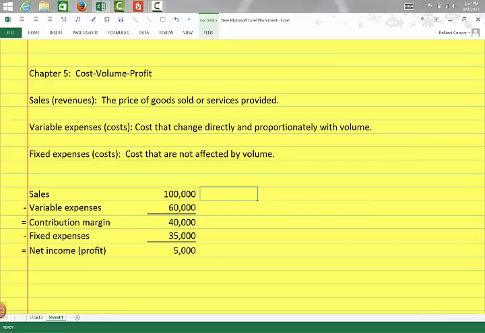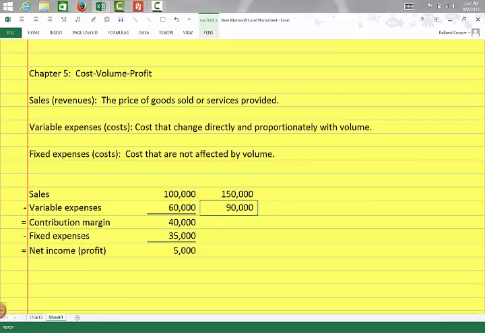So let's take a look at a 50% increase in sales. I'm going to say 100,000 times 1.5 to give me a 50% increase in sales up to 150,000. And I can just copy that formula and paste.